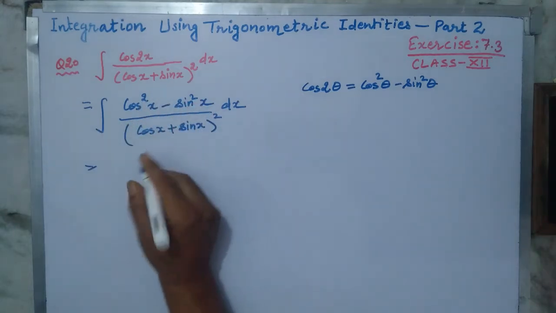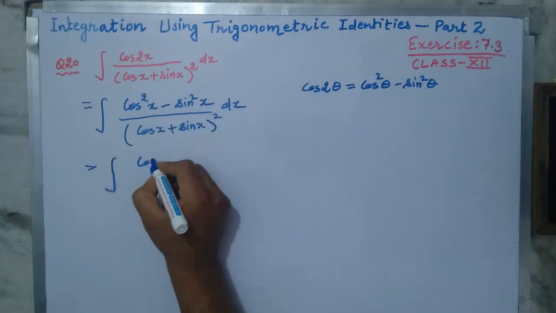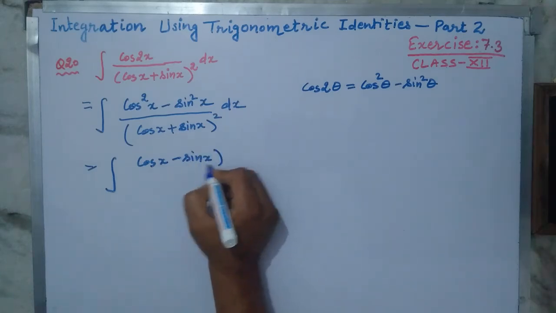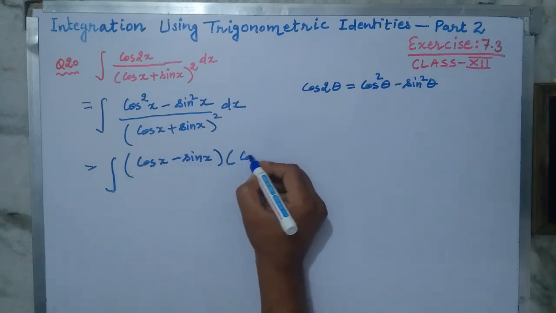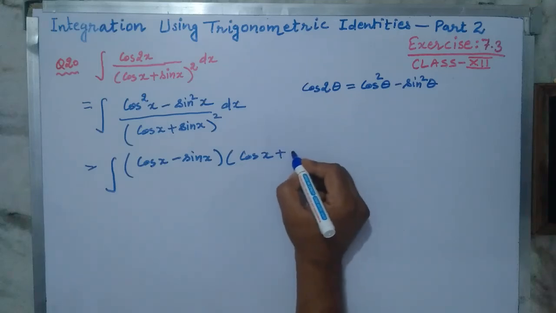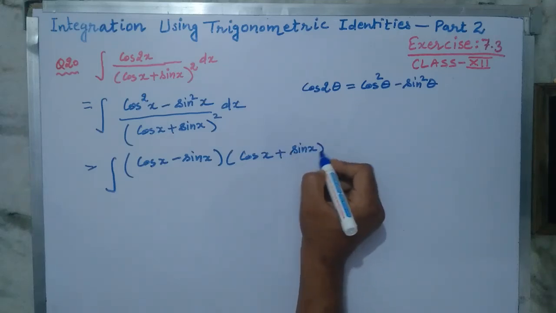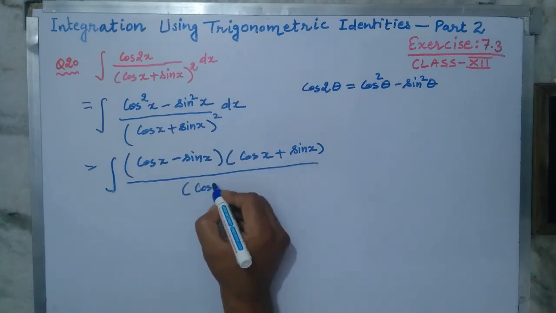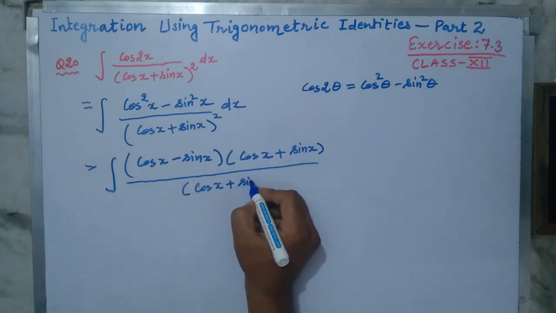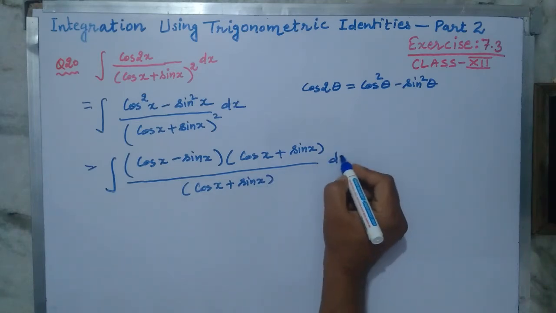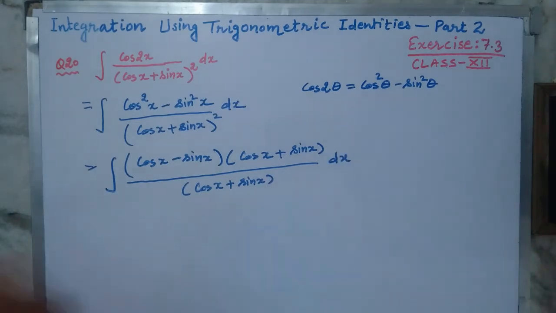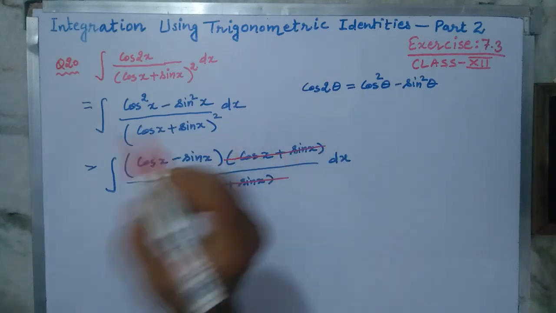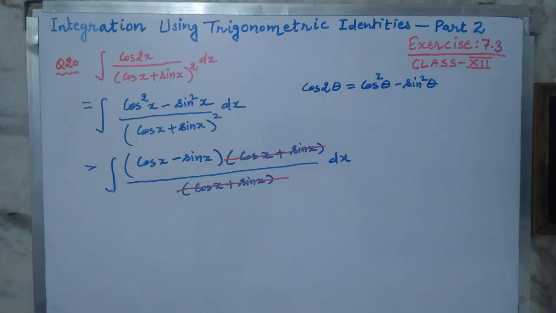So a square minus b square is equal to (cos x minus sin x) into (cos x plus sin x) whole divide (cos x plus sin x) into dx. So we see now this factor is common in numerator and denominator, so it gets cancelled.